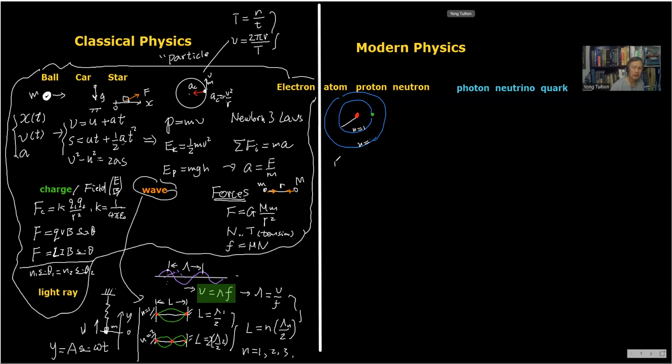The Bohr model says Rn is equal to a constant multiplied by n squared. Do you know this formula? You don't need to do the Bohr model, so I just write it down here. But more importantly, I write down the energy formula here.